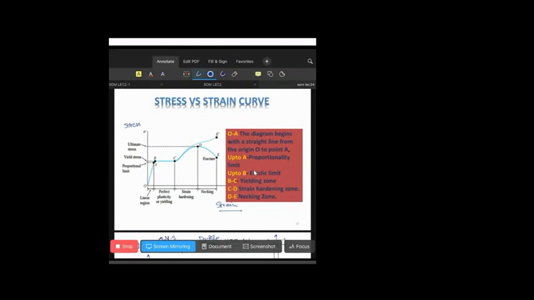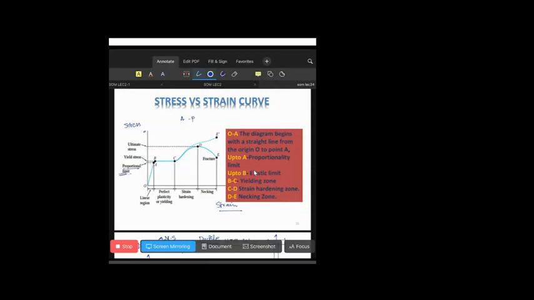Now initially, up to point A, what will happen? It will regain its original shape and size. So up to A, what will happen? A is called the proportionality limit, and up to A, Hooke's law will be valid.